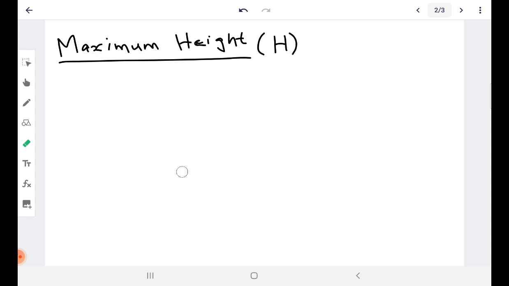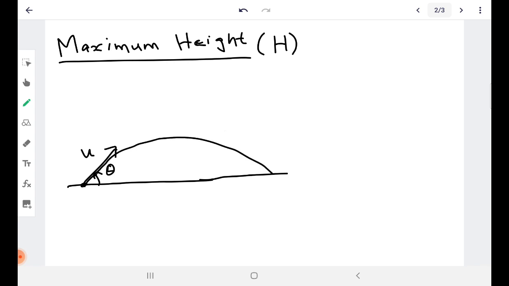Imagine from the ground at point O, we are projecting a particle with velocity u, which makes an angle theta with the horizontal. The particle follows a parabolic path and reaches the ground. Imagine that the ground has x-axis and vertically upwards y-axis.